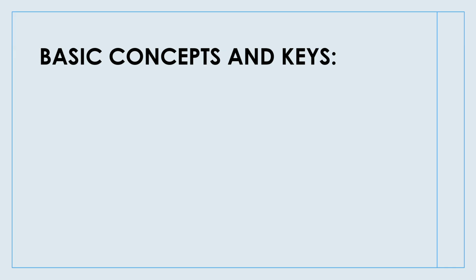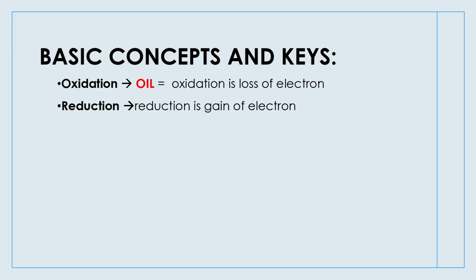For the manufacturing process, we have two reactions, the oxidation and reduction. Oxidation starts with O, so we have another word, that is OIL. Oxidation is the loss of electrons and reduction is the gain of electrons. Talking about a class, we have a CR, so the keyword is cathode reduction. So on the cathode, we will always have reduction, and on the anode, we will always have oxidation.